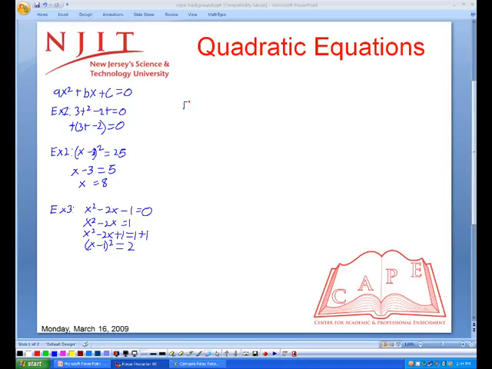Now the most important method is solving by using the quadratic formula. And you can solve any quadratic equation using this. The quadratic formula is x equals negative b plus minus radical b squared minus 4ac all over 2a.